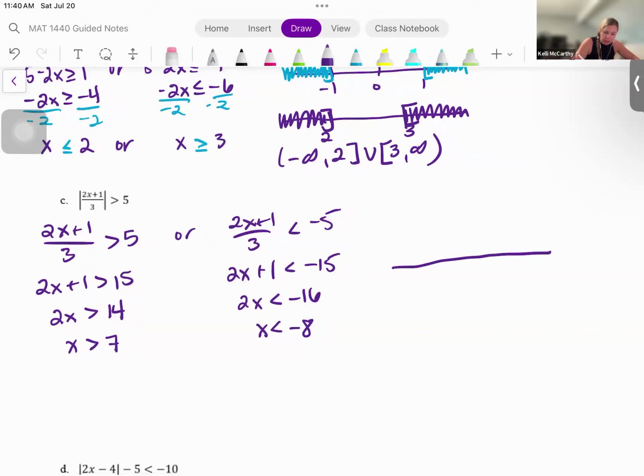I'm going to set up my number line so that I can set up my intervals a little bit easier. We've got -8 and 7. X is greater than 7, so that's values to the right of 7. X is less than -8. That's going to be values to the left of -8. My interval notation is going to go from -infinity to -8. That one's a little tricky to write. Be careful there. Union 7 to +infinity.